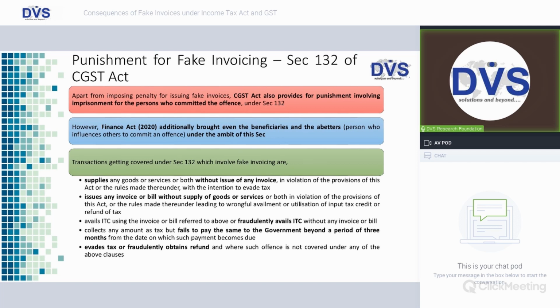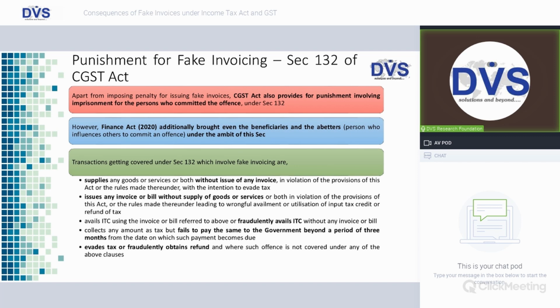Collects any amount of taxes but fails to pay the same to the government beyond a period of 3 months from the date on which such payment becomes due. Evades tax or fraudulently obtains refunds, or where such an offense is not covered under any of the above clauses. So, apart from supply of goods without any invoice, or an invoice being issued without any supply, and fraudulently claiming ITC, there are two more transactions. Collects the taxes but does not pay to the government beyond a period of 3 months. Lastly, evades taxes or fraudulently obtains refunds.